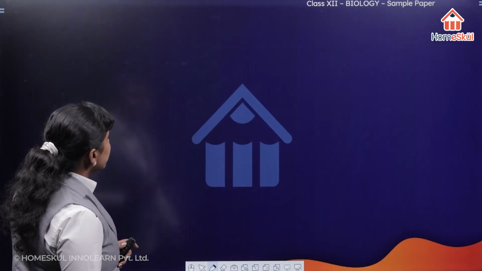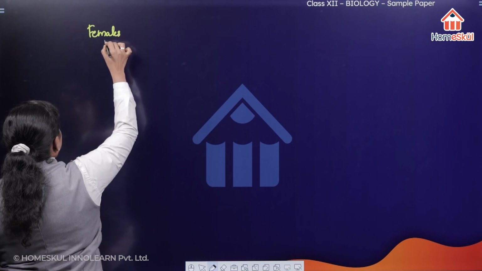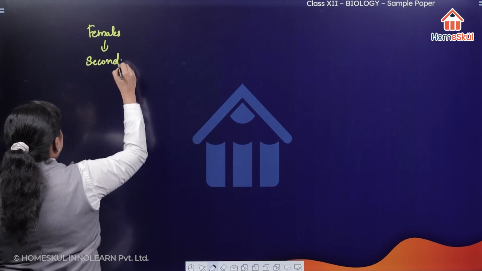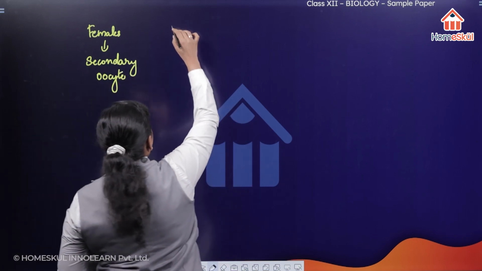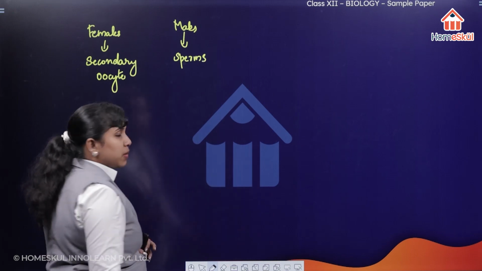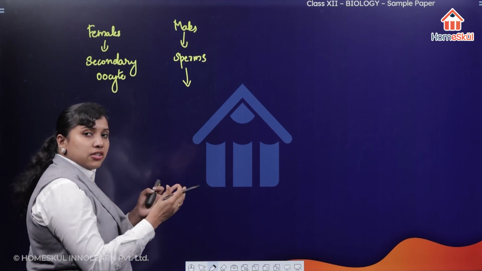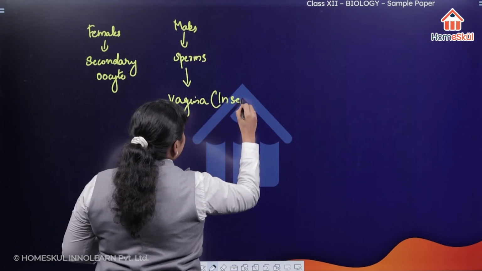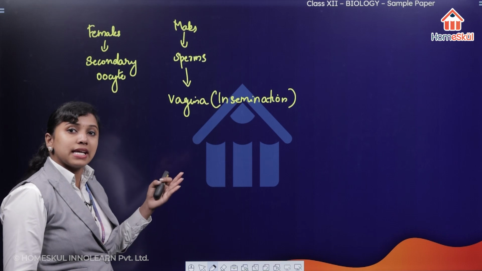Let us see the answer here. Females will be producing the secondary oocyte. At the time of ovulation, they will release the secondary oocyte, and males will release the sperms. The sperms are ejaculated and introduced into the vagina by means of insemination. The release of sperms into the vagina of a female is known as insemination.